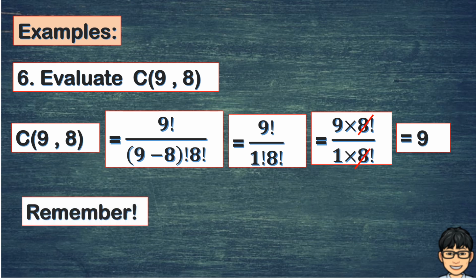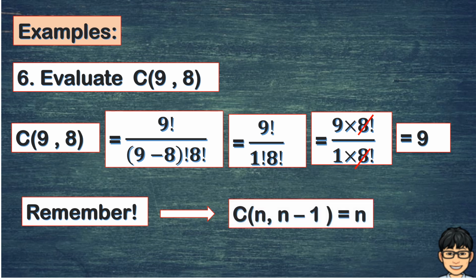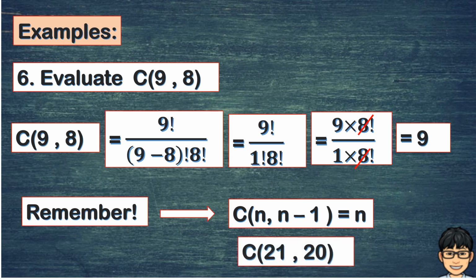This is another property of combination. Sinasabi dito, kapag nag-select tayo ng n-1 number of element sa n number of elements, ang sagot ay yung value pa rin ng n. So for example, if we select 20 from 21 elements, the answer is 21 pa rin.